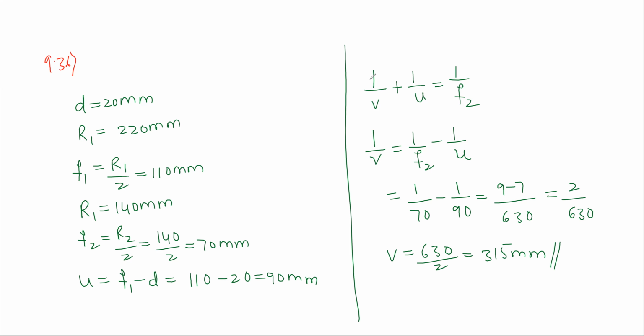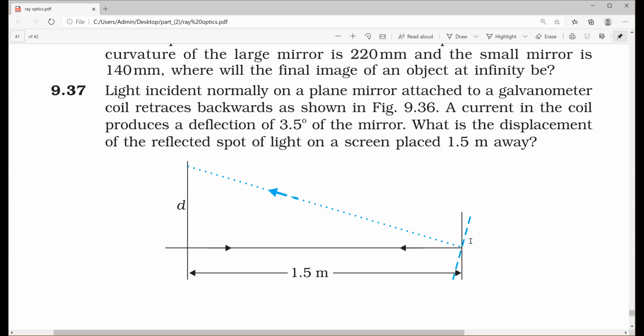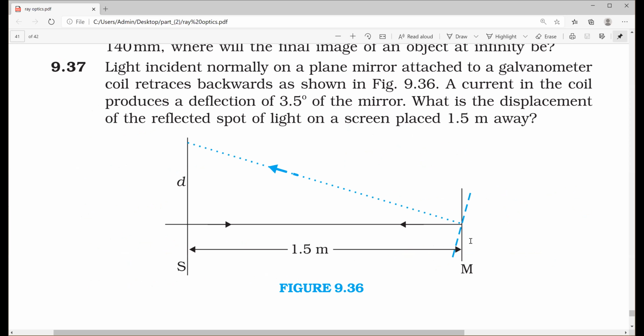So next we shall solve 9.37. So 9.37, this is also an easy one.